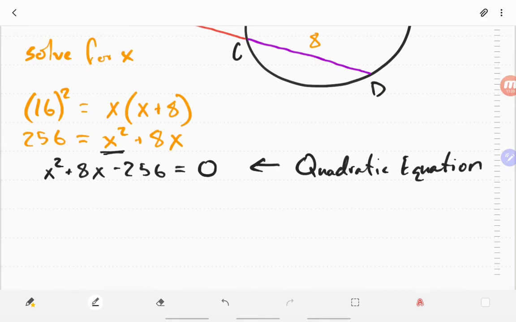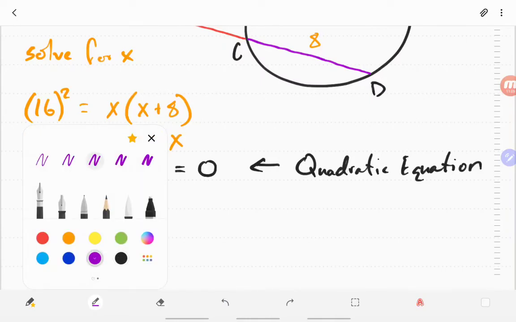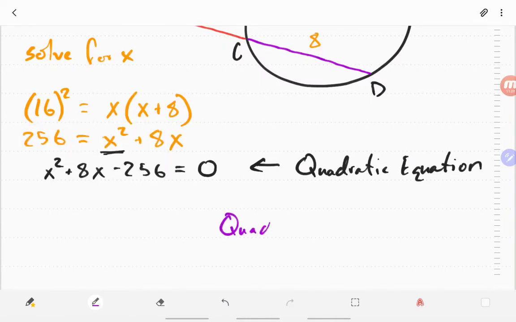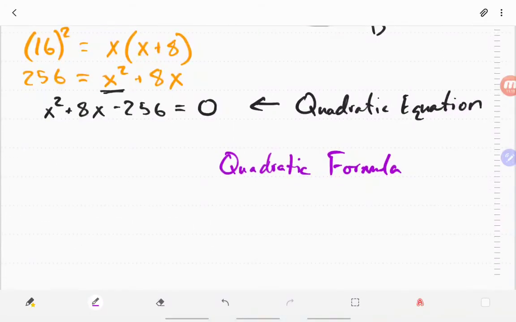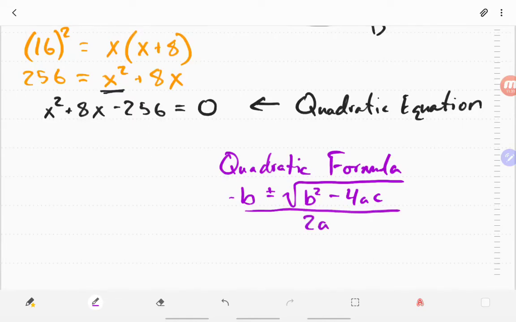So for those of you who don't know, the quadratic formula, and let's go purple for this one, is something that you are going to need to use quite a bit, especially when you get into Algebra 2, pre-calculus, etc., right? And it goes negative b plus or minus the square root of b squared minus 4ac, divided by 2a. There's a little song that goes with it. I think it's negative b plus or minus the square root of b squared minus 4ac all over 2a.